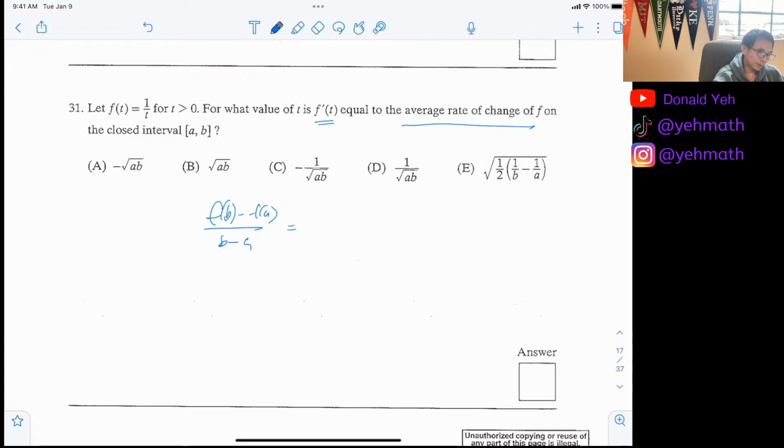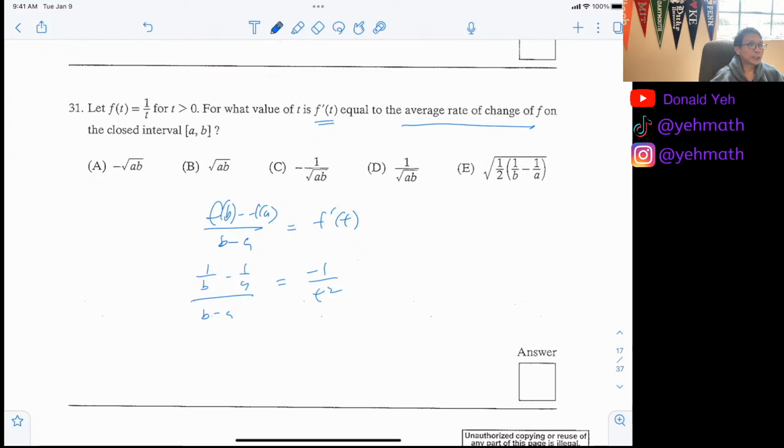So it's actually equal to f prime of t. So in this case, I'm going to take a derivative of that. This will be -1 over t squared. Does that make sense? And this is going to be 1 over b minus 1 over a, over b minus a. What are they solving for? Hold on a second. They're solving for t.